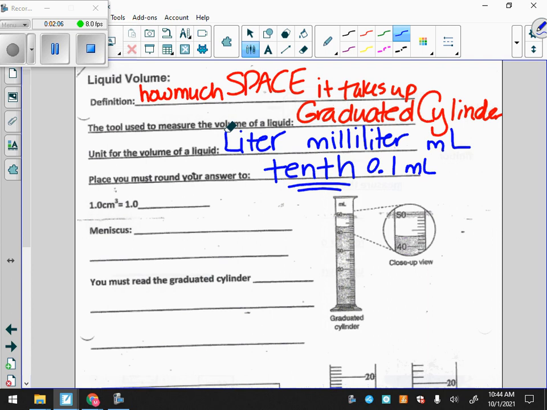Our units. This is regular volume. Liquid volume is the same thing. They're going to be equal to each other. So if I say 1 milliliter, that's the same as 1 centimeter cubed. Same exact thing. So 1 centimeter cubed would be a small little block like this big. And then 1 milliliter would be a tiny bit of liquid water.